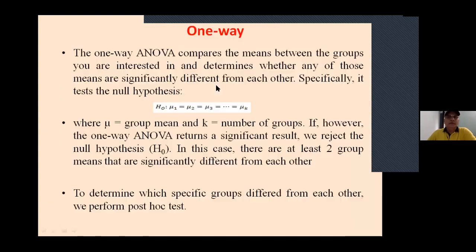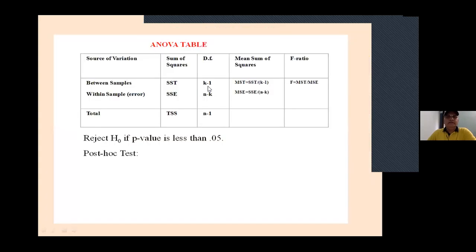You see, in this table, how many brands are we dealing with? K. So DF, degrees of freedom, will be K minus 1. How many observations? Total observations N, so degrees of freedom is N minus 1. And between plus within will be total. So if I add this and this, you will get N minus 1, because K and K will get cancelled, and you will get N minus 1.